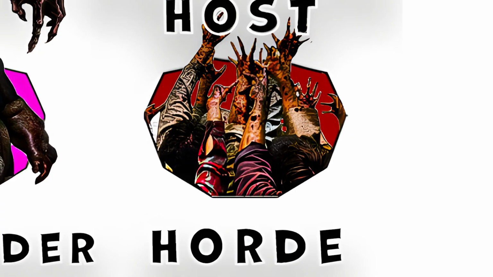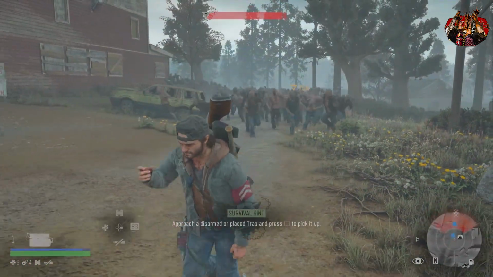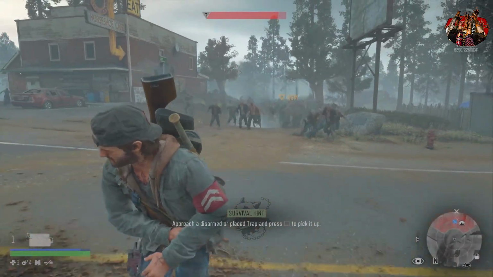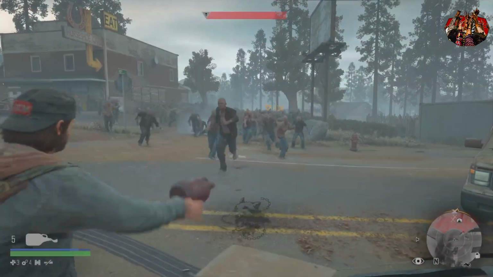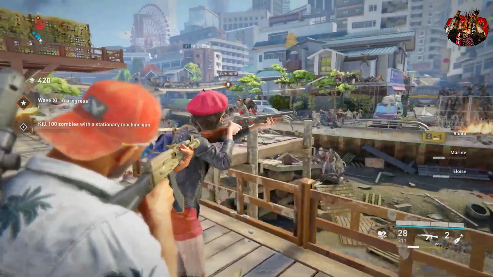The Zombie Horde. Individual encounters stop mattering when the Horde arrives. This isn't a single enemy type, it's a design philosophy built around the idea that overwhelming numbers create a fundamentally different kind of challenge than any single powerful enemy could.